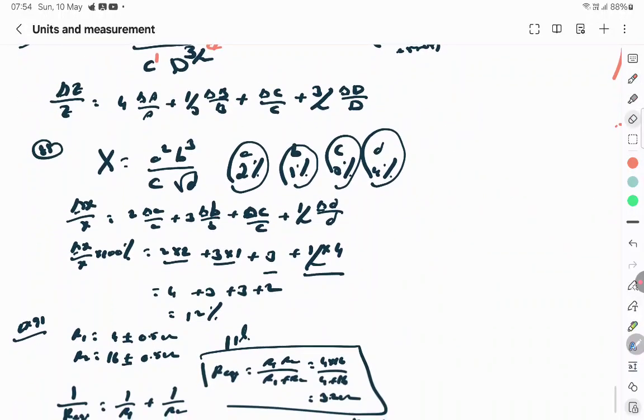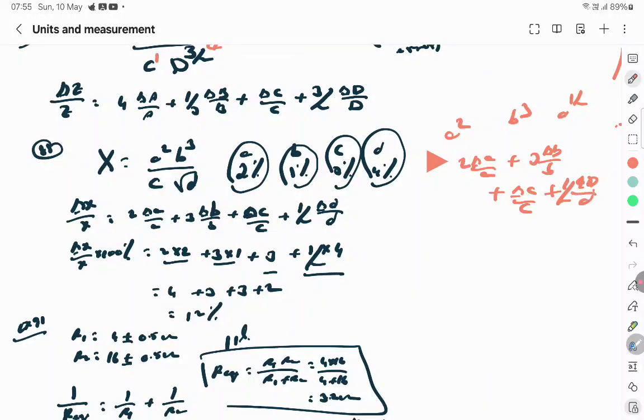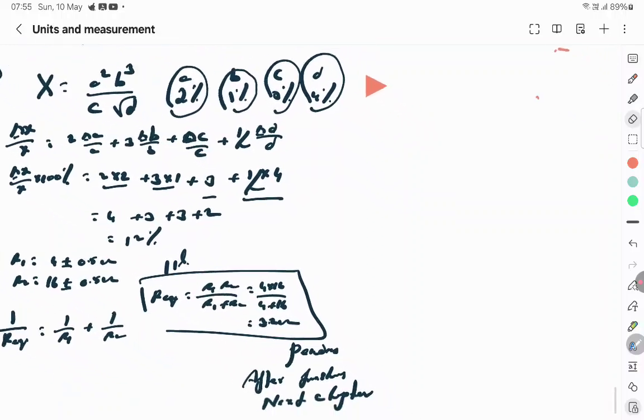Similarly, in this sum you see it's a to the power 2, which is 2 into delta A by A, b to the power 3, which is 3 into delta B by B, c doesn't matter, it's delta C by C, and d to the power half means plus half into delta D by D. Writing this formula, multiplying throughout with 100% because the percentage error of all these values has been given, just substitute the values and get the answer.